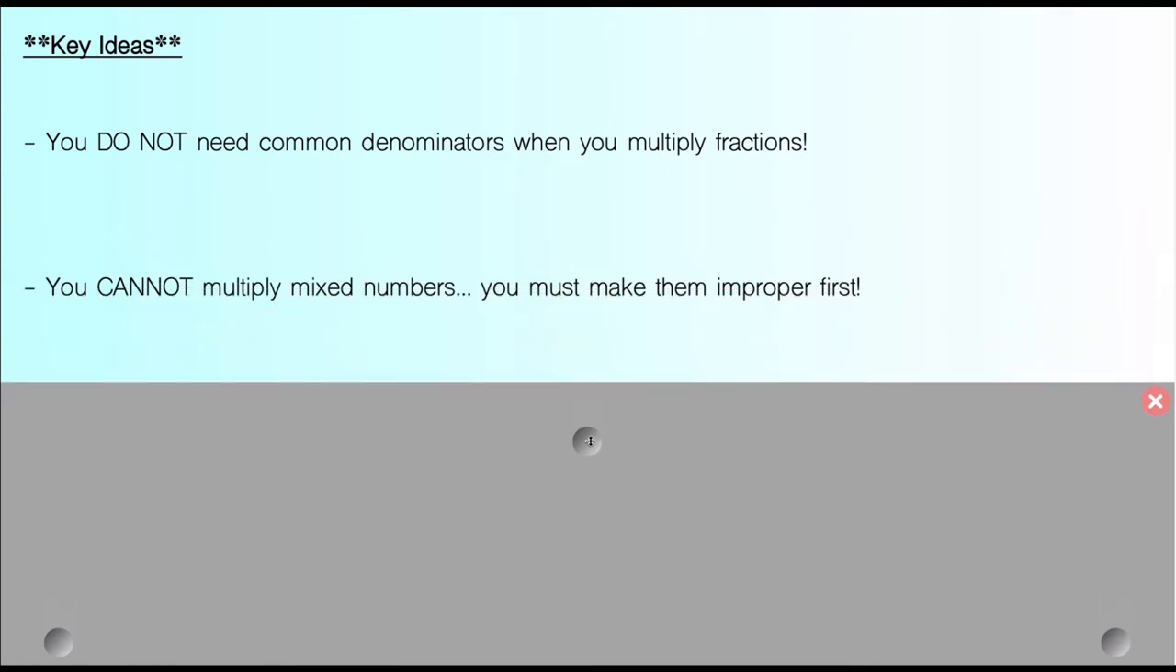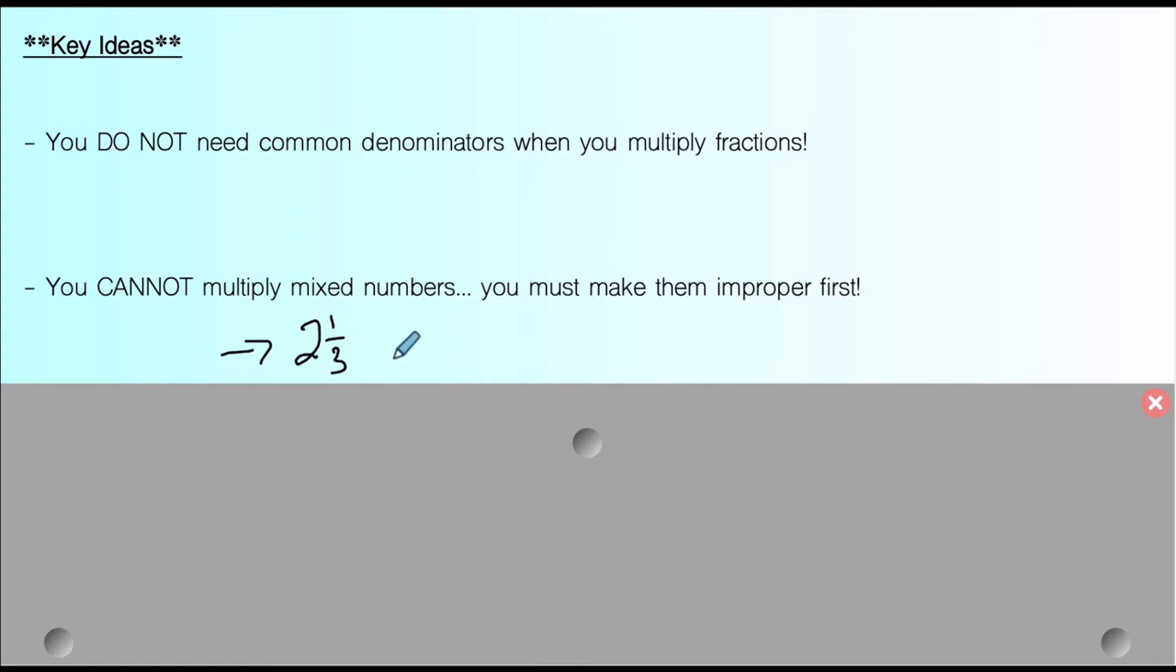Second thing is you cannot multiply if you have a mixed number. If you have something, for example, like 2 1/3, this is a mixed number. And you cannot multiply mixed numbers. You have to turn it into a fraction only, no whole number part to it.